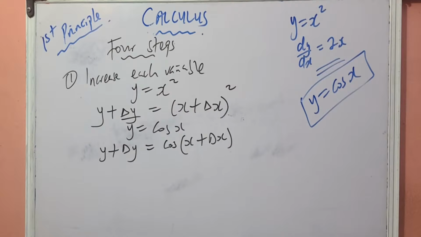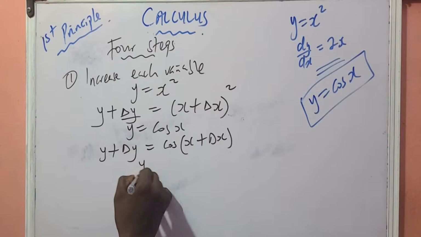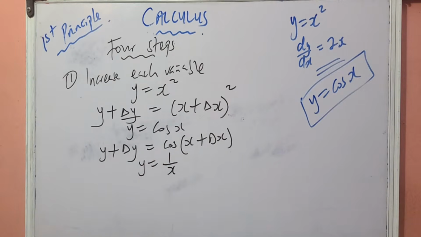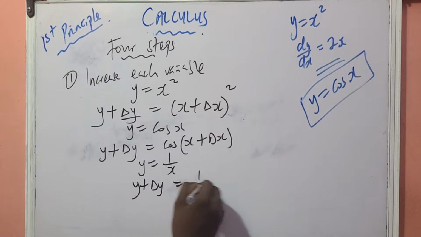Any question you have, let's take, for instance, you are trying to differentiate y equals 1 over x. The same thing flows here. What you want to do is y plus change in y will be equal to 1 over x plus change in x. Then see how we're doing it. Wherever we see x, we increase it by adding the change in x. Wherever we see y, we increase it by adding the change in y. So that's the first step you must always follow.